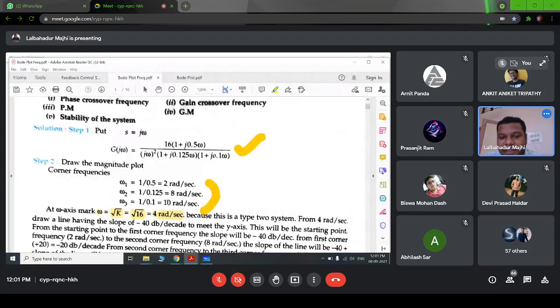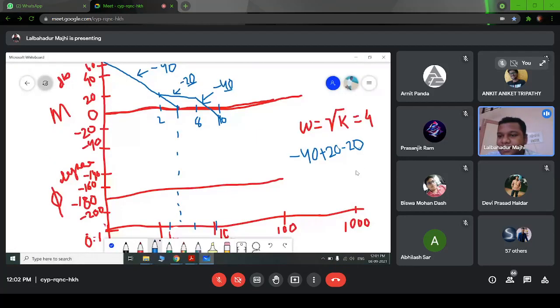So 10 is a pole frequency, right. So for a pole we have to add minus 20 dB. So now the final slope is minus 60 dB per decade. So from 10 we draw minus 60 dB per decade. Okay, this will be our minus 60 dB per decade slope.